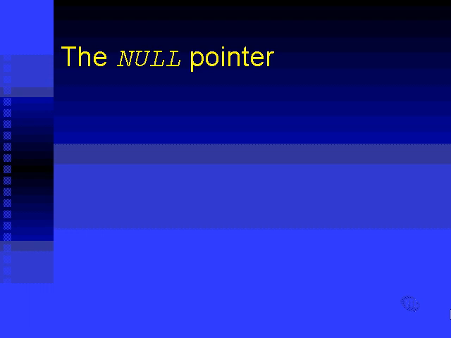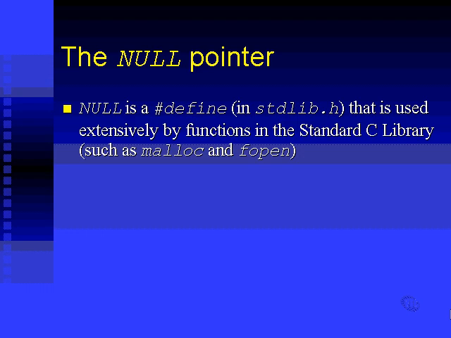The next advanced pointer topic that we're going to look at is called the null pointer. What is the null pointer? Well, it's usually a hash define. In fact, it is a hash define. You'll find it in stdlib.h, and it's used quite frequently by functions in the standard C library, such as malloc and fopen and so forth.